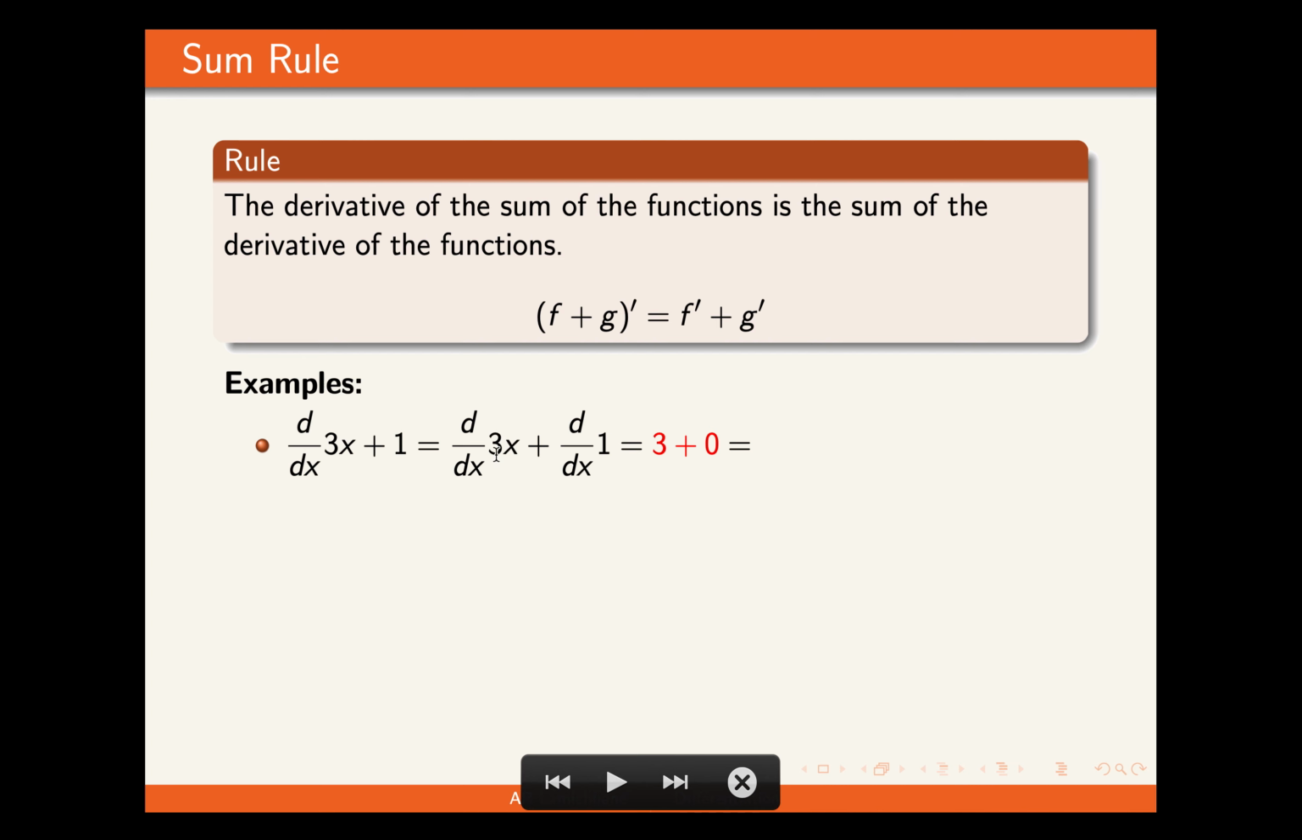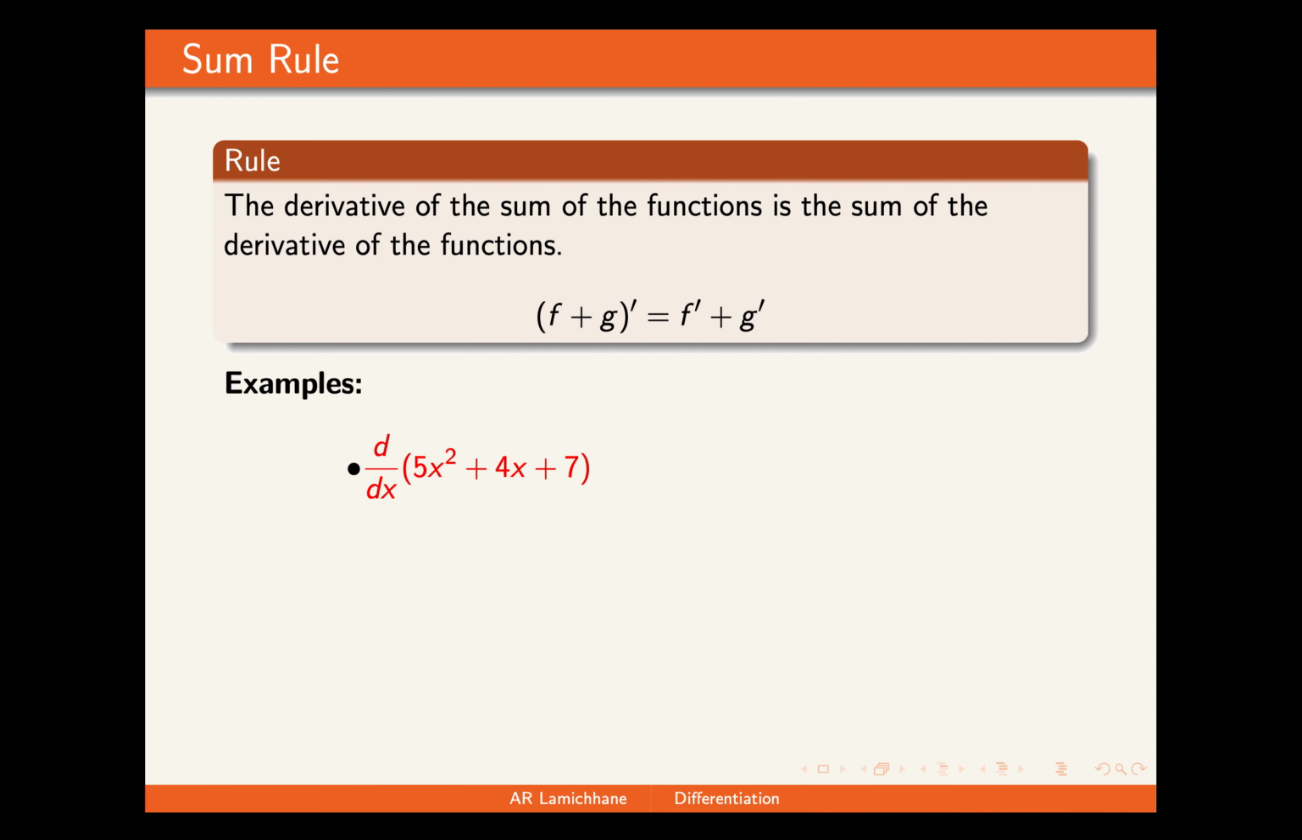So the derivative of 3x with respect to x will be, by using the constant multiple rule, we can take 3 out, and the derivative of x with respect to x is 1, so 1 times 3 will be 3. And the derivative of 1, since 1 is a constant, because of the constant rule, the derivative of 1 is 0. So if you simplify, we get 3 as the derivative of this function 3x plus 1. Let's try to see another example.